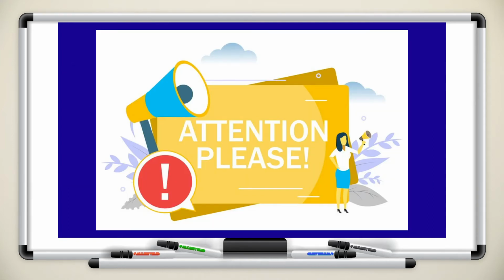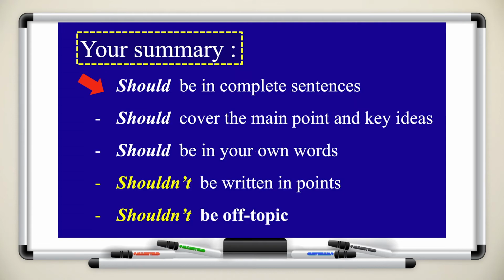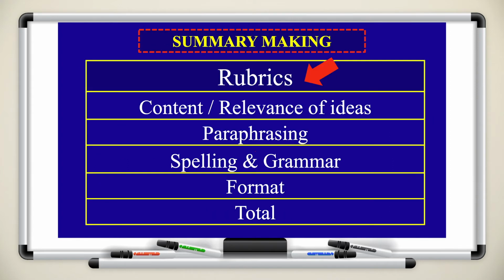However, pay attention to the following. Your summary should be in complete sentences. There shouldn't be anything missing in your summary. It should cover the main point and key ideas. It should be in your own words. That means that you paraphrase them. Your summary shouldn't be written in points. So make sure that your format is in paragraph format. Your summary should not be off topic. Here is the rubrics for the summary making.